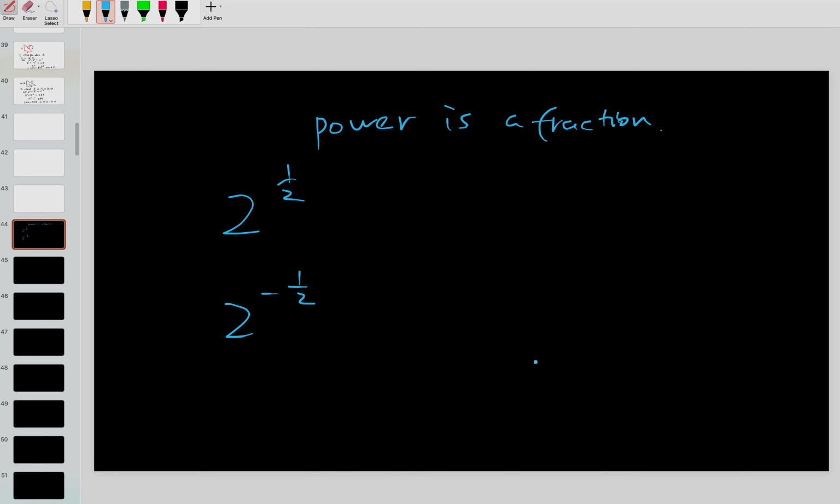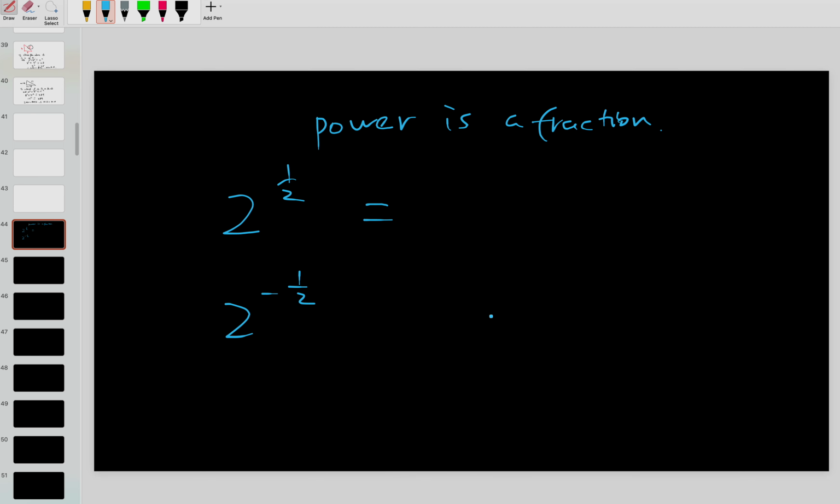Positive, zero, and negative whole number power, right? Yeah. So now we are going to talk about fraction power. Okay? Power is a fraction. Can you give me an example? Which fraction you like? Never mind. 2 to the power half. Okay? So this is a positive fraction. Negative fraction. Okay? How do you do this two?